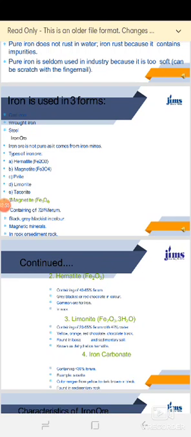Okay, next is hematite. Hematite's chemical formula is Fe2O3. It contains 40 to 65% of ferrum. Its color is grey, blackish, or red chocolate. It's a common ore of iron. It is present in rock.